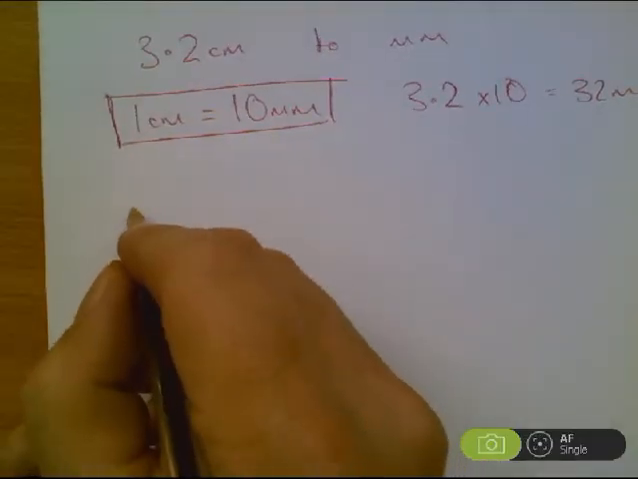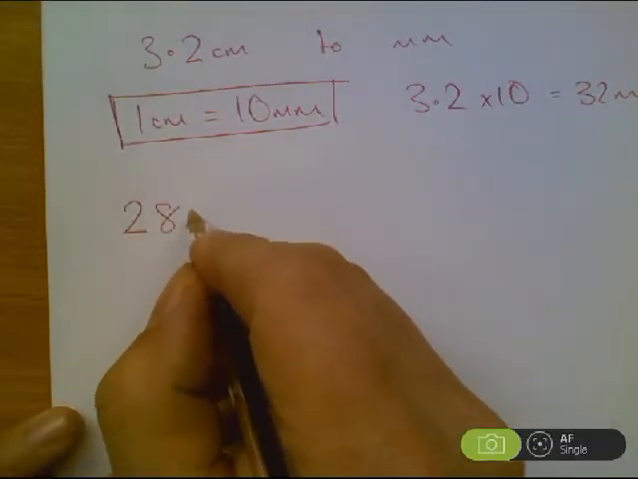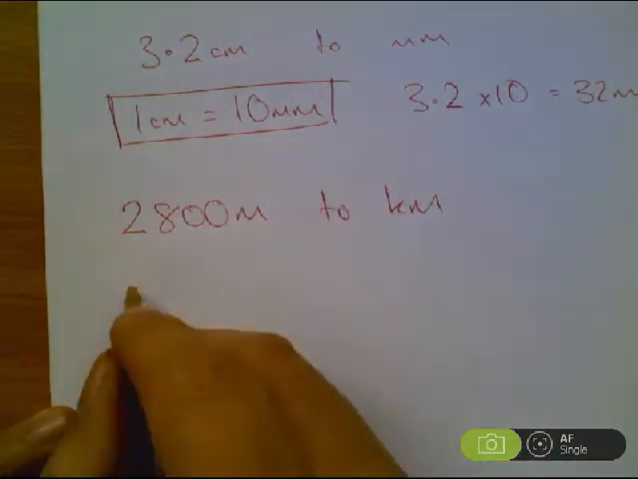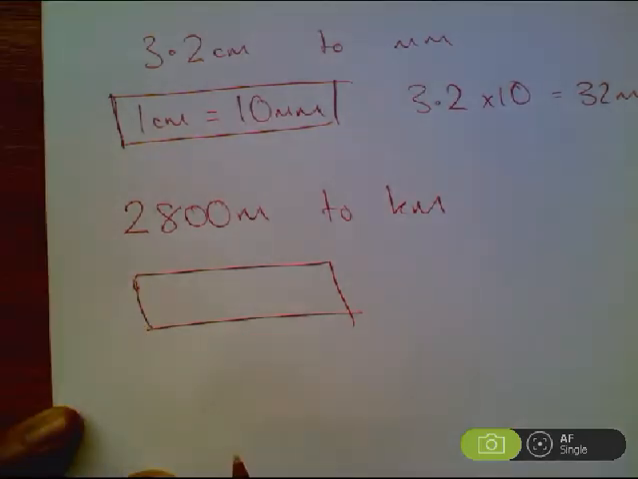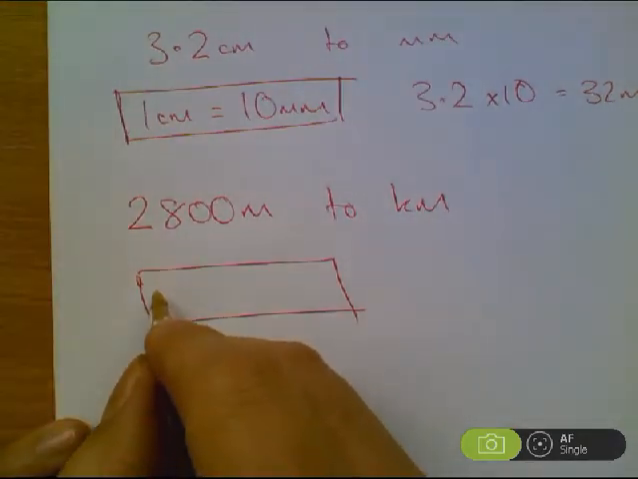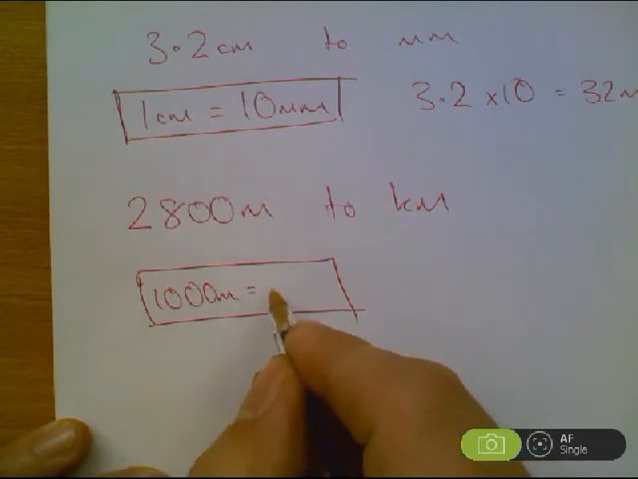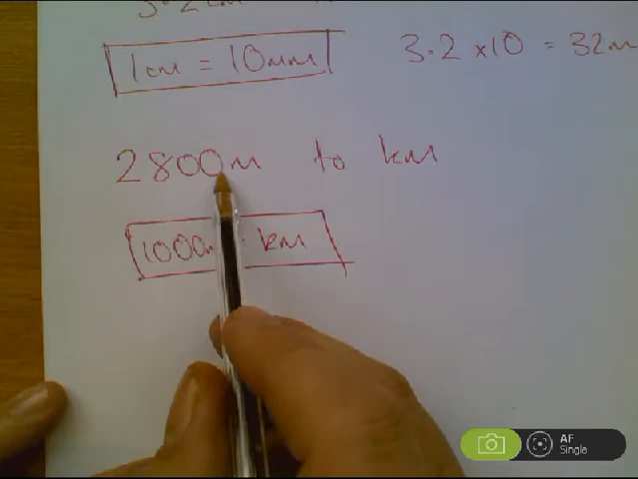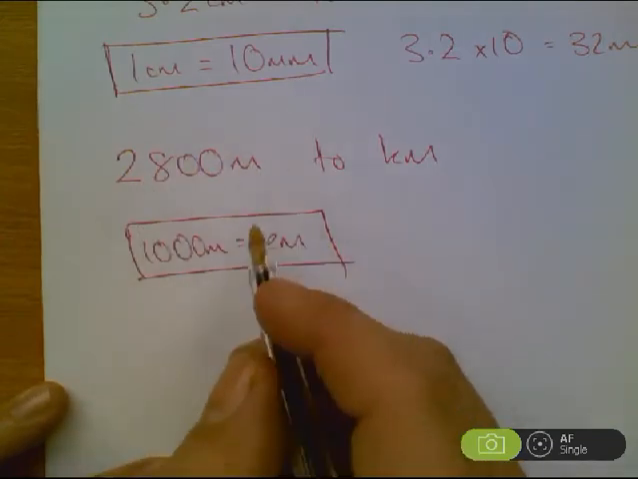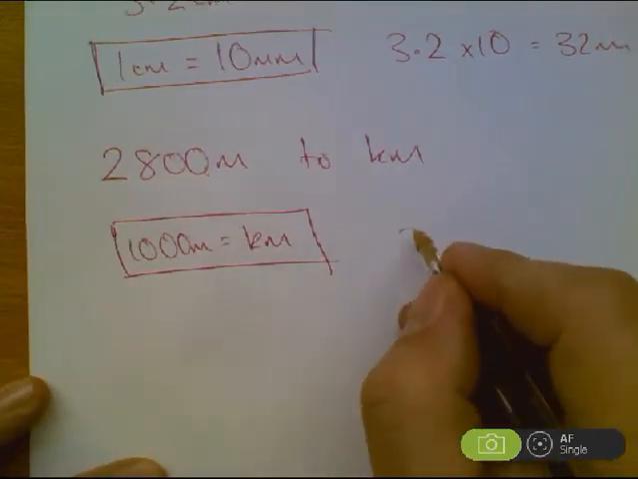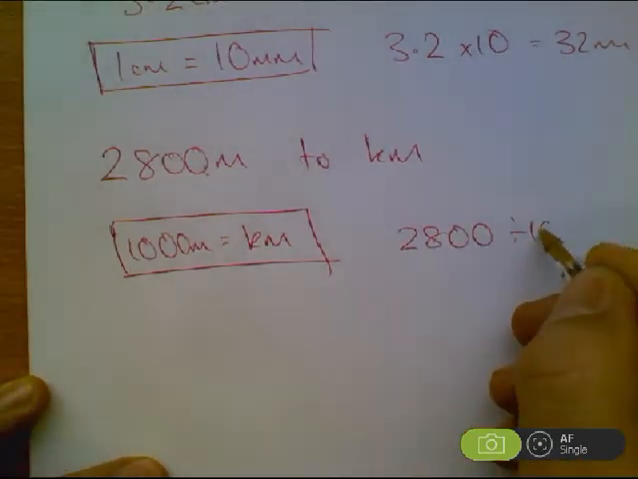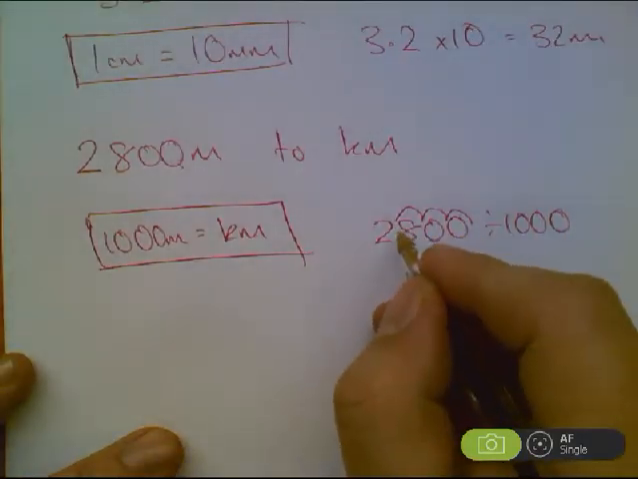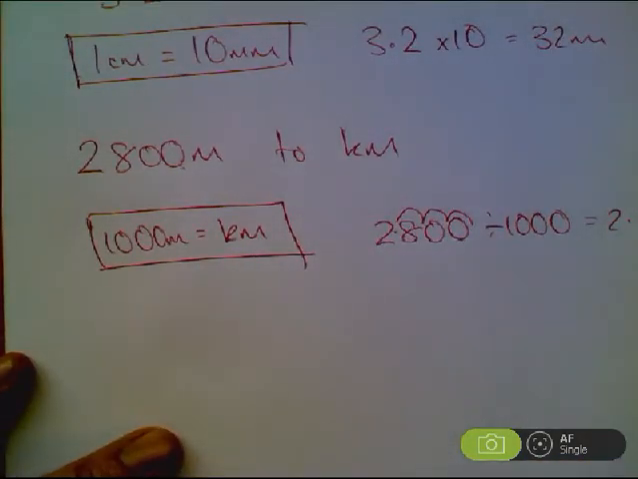So another one would be, let's say we've got 2,800 meters, and we're going to change that to kilometers. Then I need to identify the relationship between meters and kilometers. So 1,000 meters equals 1 kilometer. Therefore, there's going to be 1,000 times fewer kilometers than there are meters. So I'm going to divide this number by 1,000. So that means moving the point 3 times. That would give me 2.8.